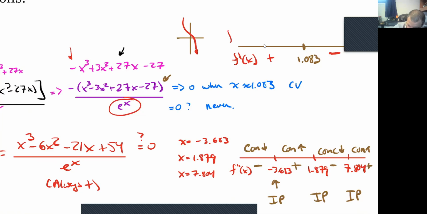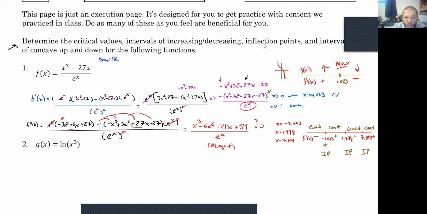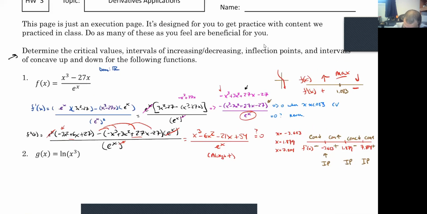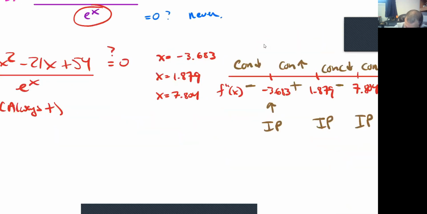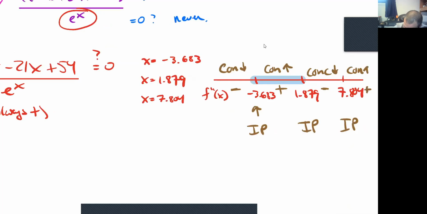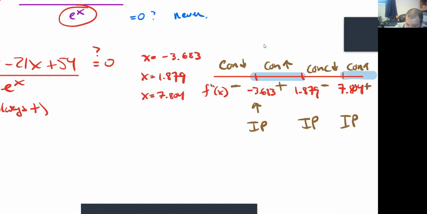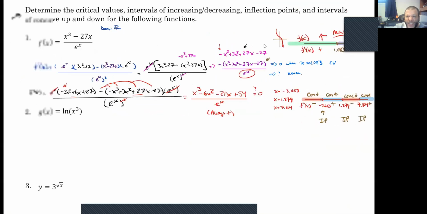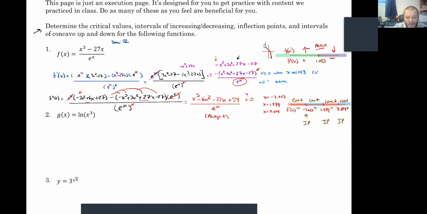So this means f of x is going to be increasing and then decreasing, which means we have a max value at 1.083. In terms of intervals, we're increasing from negative infinity to 1.083, and decreasing from 1.083 to infinity. Intervals of concave up: between negative 3.683 and 1.879, and then from 7.804 to infinity. From here to here, and then from here to here, we're concave down. You can write that in interval notation or whatever makes you the happiest. Man, that's a long question.